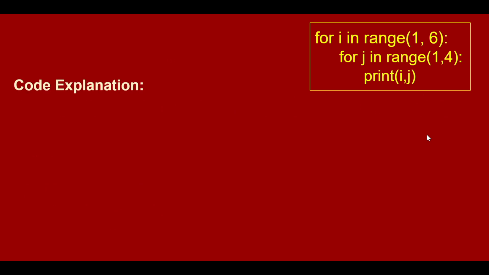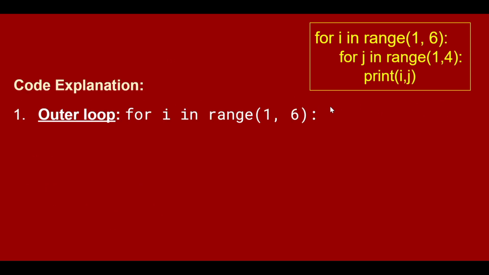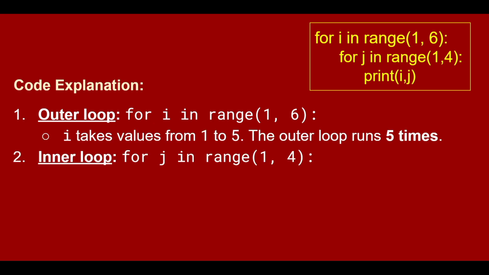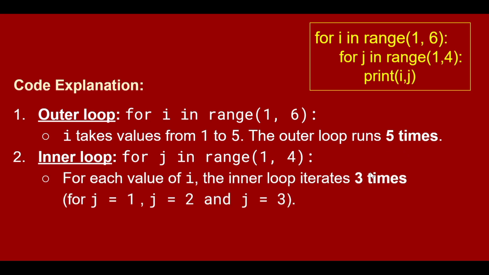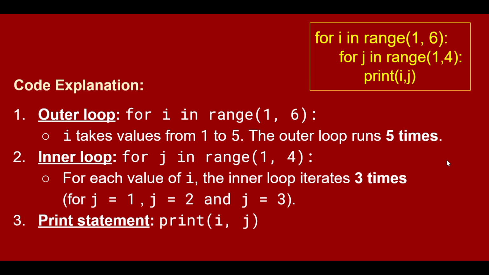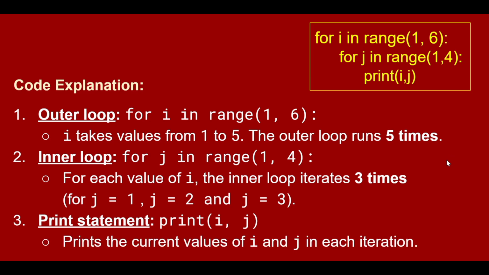Now in the given code, for i in range 1 to 6 is the outer loop which will run 5 times and take the value from 1 till the value of 5. Now for j in range 1 to 4 is the inner loop which will run 3 times and take the value from 1 up to the value of 3. And the print statement is just to print the values of i and j. Now we'll see the line by line execution of this code.